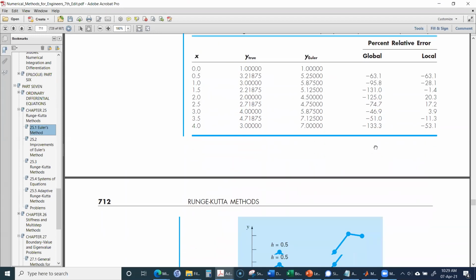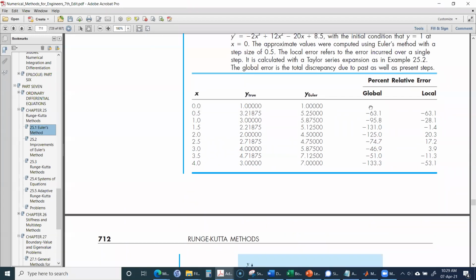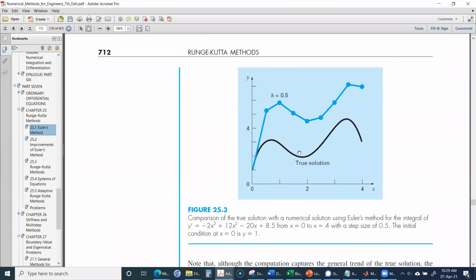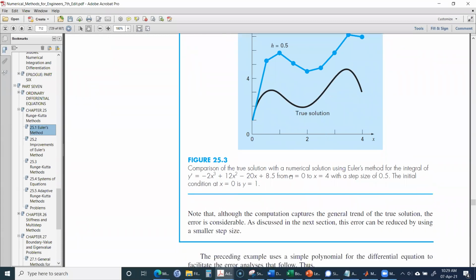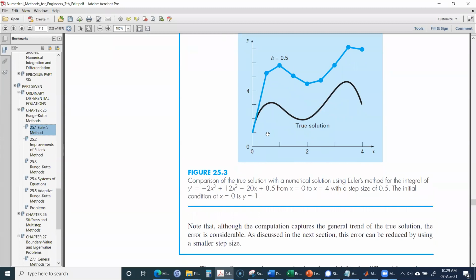Okay, so what we can see over here is that we get this percentage error. We can plot these values, and then we can see that there is a big difference between these two curves. This is the true solution, and this is the solution by Euler's method. However, this error can be decreased by further refinement.